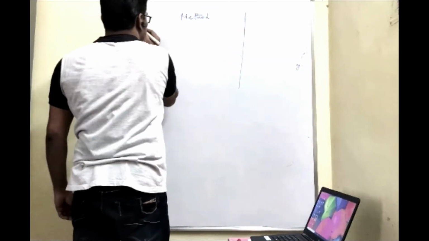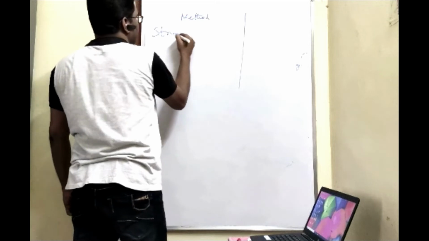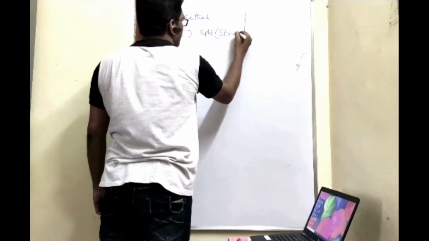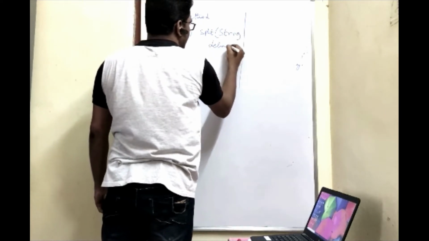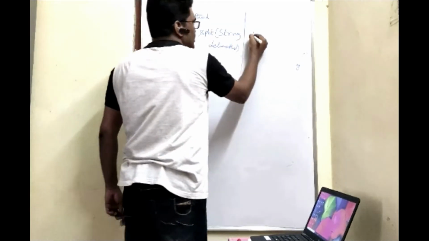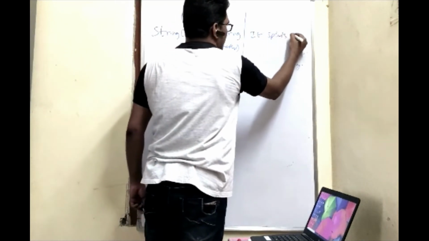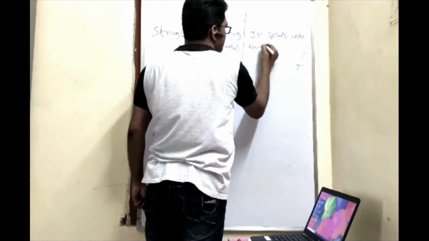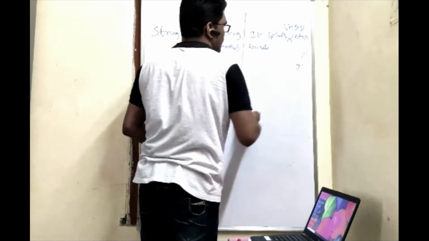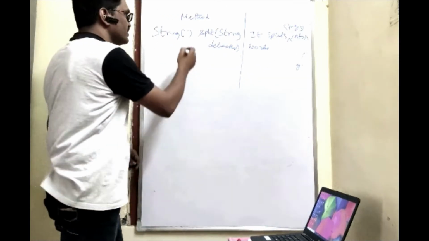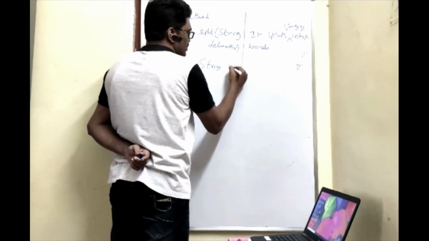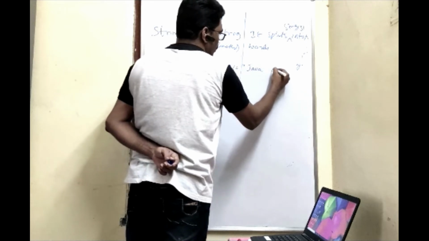The next method is split. It is going to split the string and return an array. You need to specify the delimiter, which is the basis on which you want to split. Everything is small, and it returns an array. So it splits the string into words or tokens and returns an array of strings. For example, I have String s1 = "Java program".